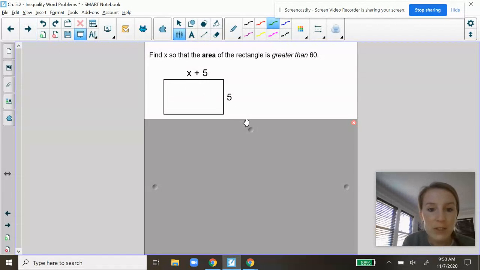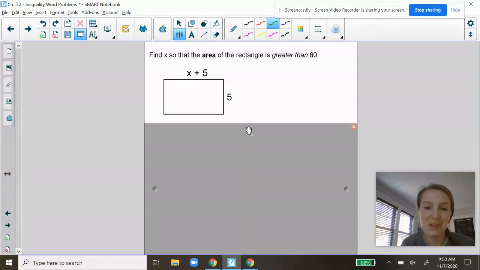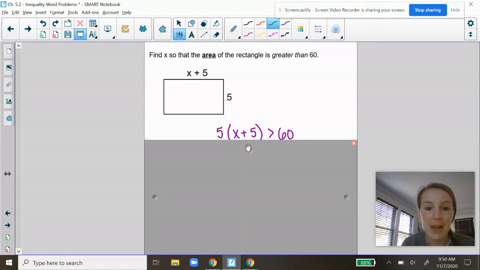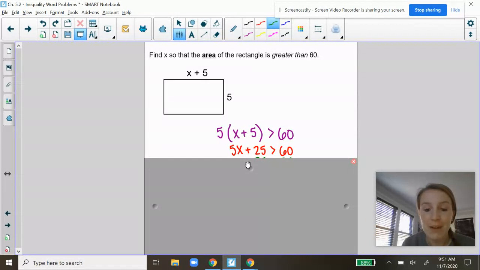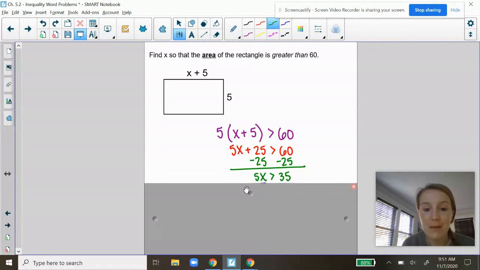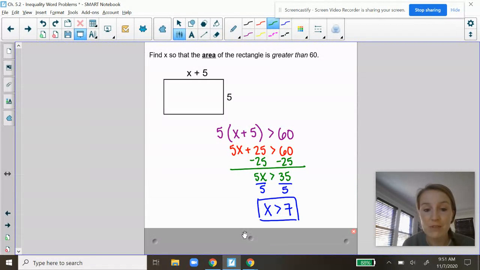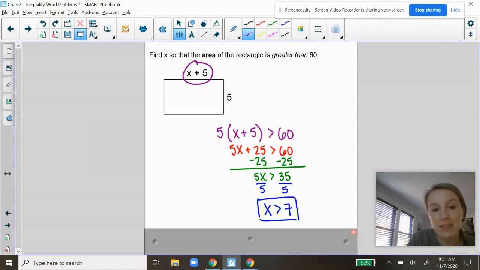All right, you're back. So I have an area that has to be greater than 60, a coincidence. We keep working with the number 60 here. But here I'm going to have my inequality statement of 5 times x plus 5 is greater than 60. 5x plus 25, I'm going to subtract 25, and I'll be at 5x is greater than 35. Divide by 5, and I have x is greater than 7. Again, this is a situation where I don't have to worry about that second inequality statement because any number bigger than 7 here is always going to make sure that this is bigger than 0.